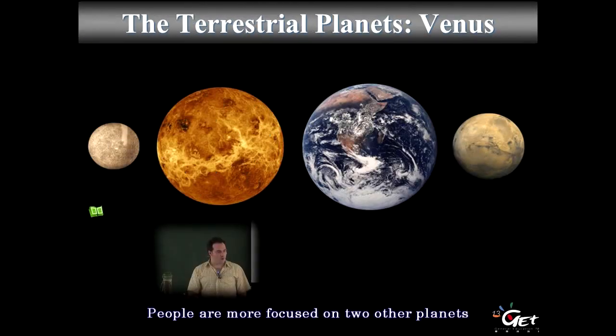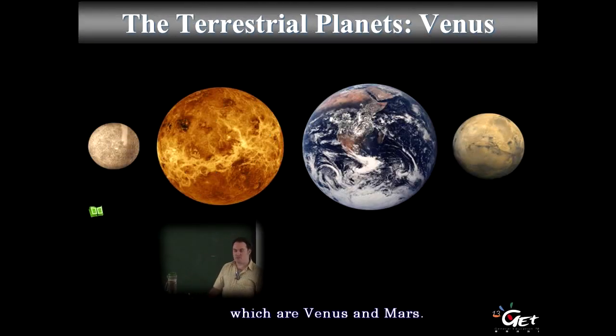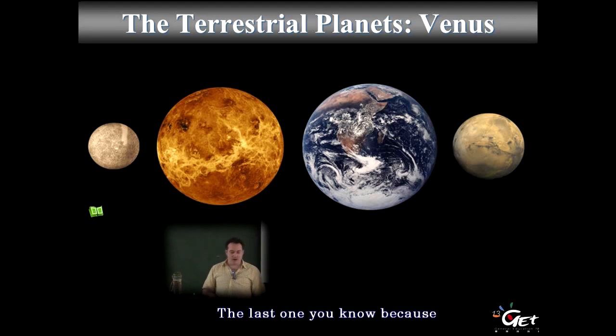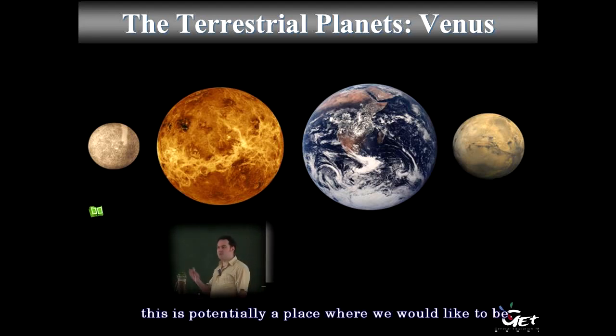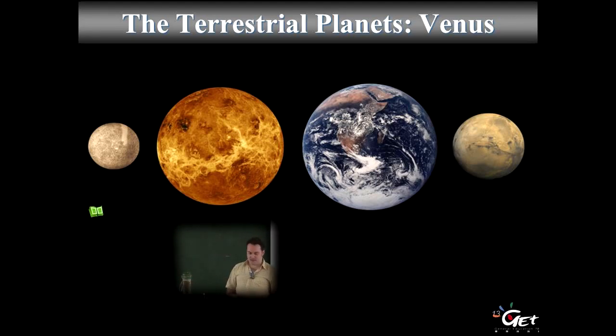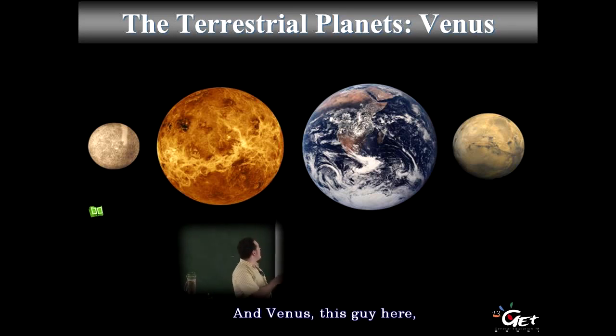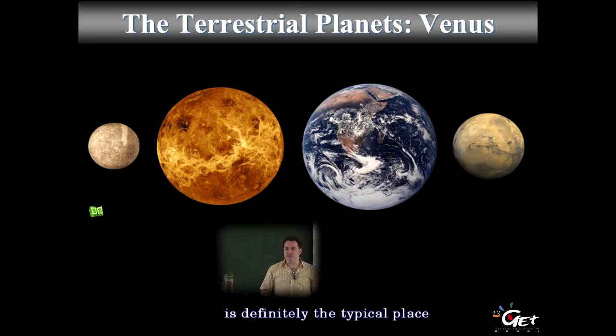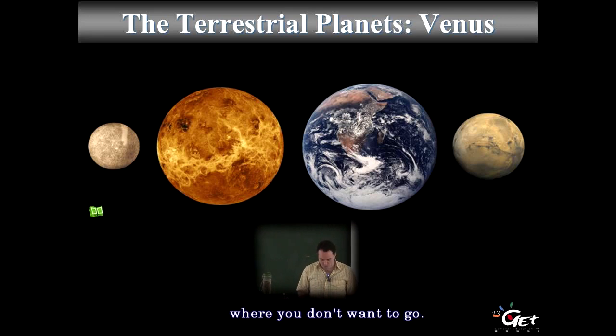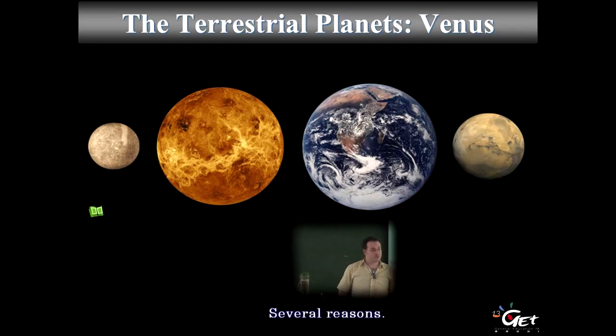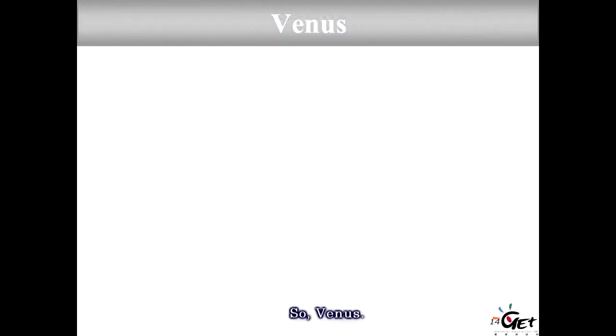People are more focused on two other planets, which are Venus and Mars. The last one, you know, because this is potentially a place where we'd like to be. And Venus, this guy here, is definitely the typical place where you don't want to go. For several reasons. So, Venus.